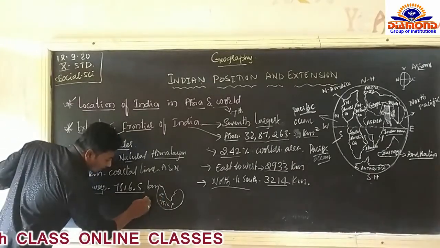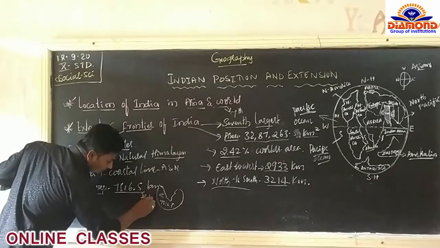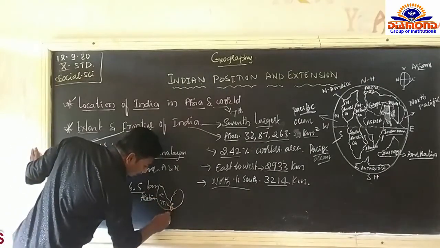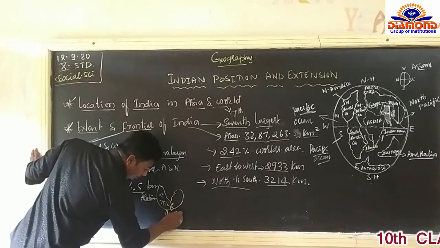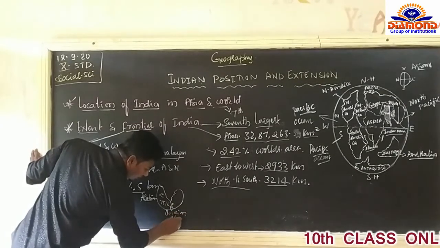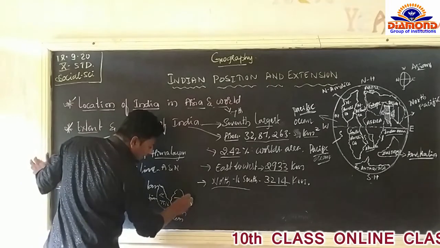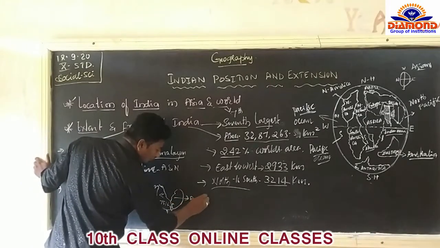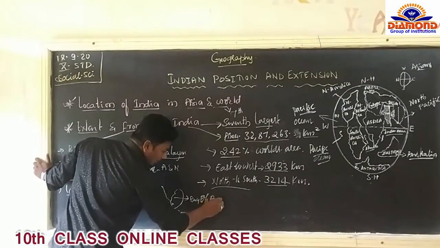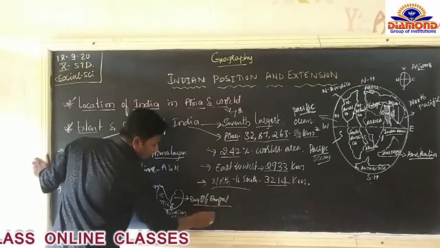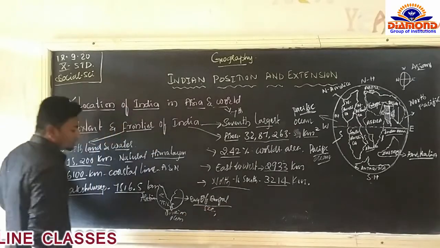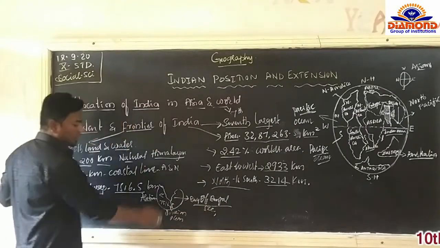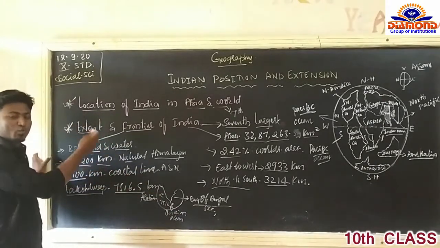Now here, we have the Arabian Sea. At the bottom, it is the Indian Ocean. When it is at the east, you see the Bay of Bengal. Okay: Arabian Sea, Indian Ocean, Bay of Bengal. On three sides, we see water.